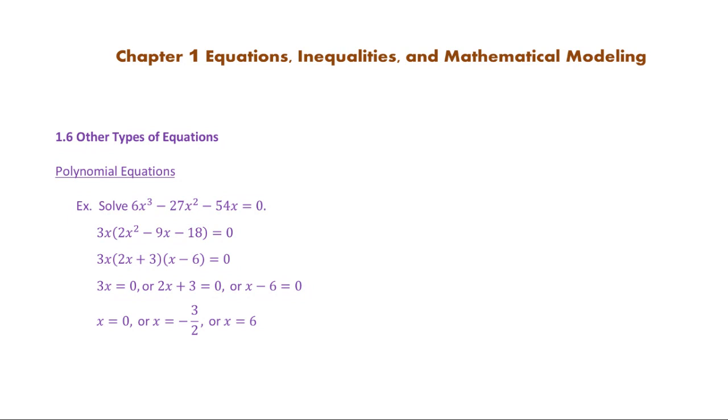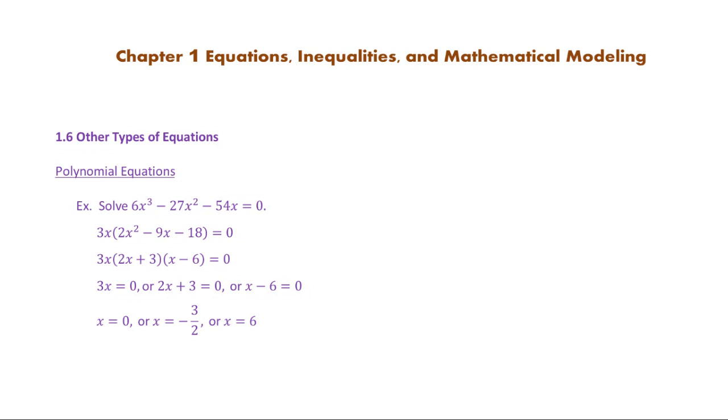Okay, 3 steps. You multiply the first number and the third number. So 2 times negative 18, that's negative 36. And then in step 2, you find 2 numbers so that the product is negative 36 and the sum is negative 9. So what are these 2 numbers? Those 2 numbers, I think, are negative 12 and 3. Negative 12 times 3 is negative 36. Negative 12 plus 3 is negative 9.